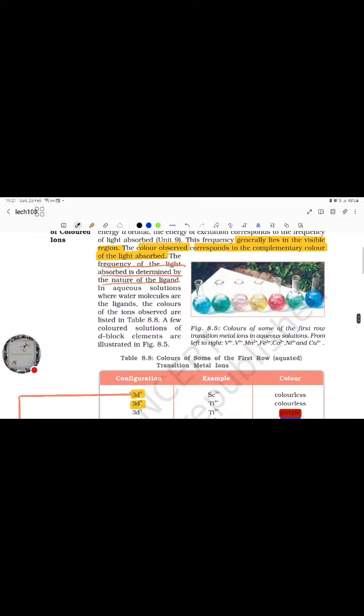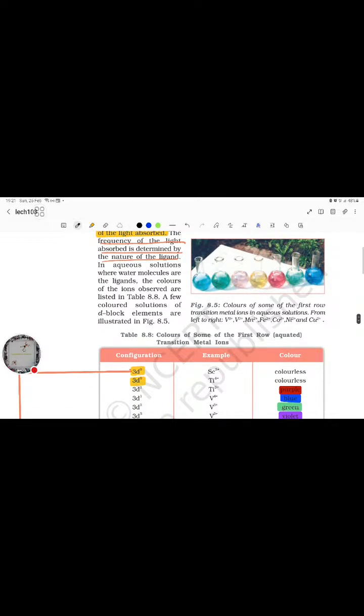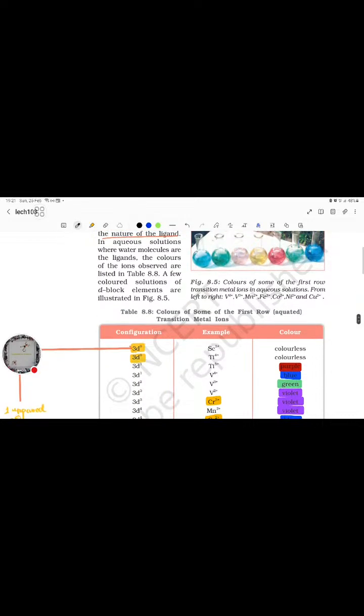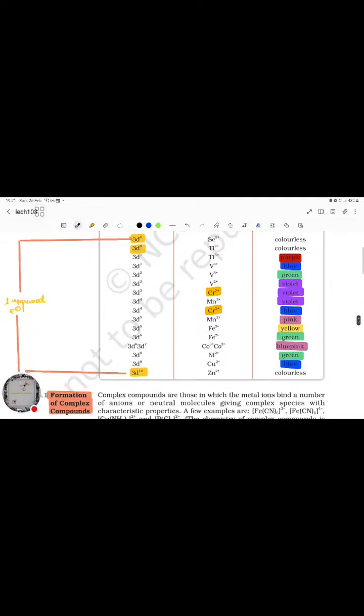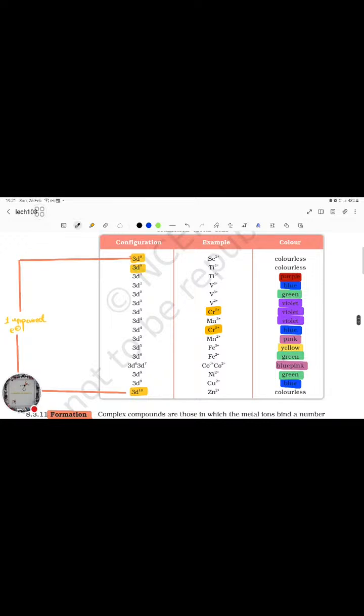The particular frequency obtained depends upon the ligand nature. In aqueous solutions where water molecules are the ligands, the colors of the ions observed are listed in table 8.8. A few colored solutions of the d block elements are illustrated. As you can see, where there are no unpaired electrons, it's going to be colorless. Mn2+ will be pink in color, Fe2+ will be green in color, and copper 2+ will be blue in color.